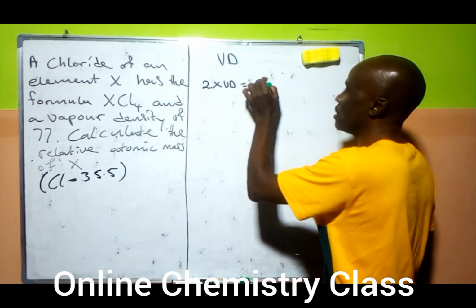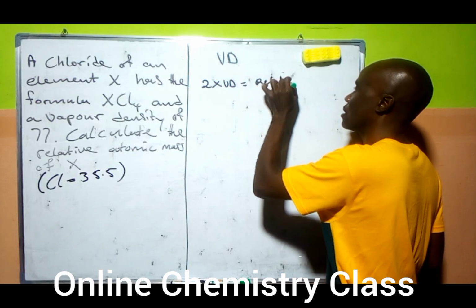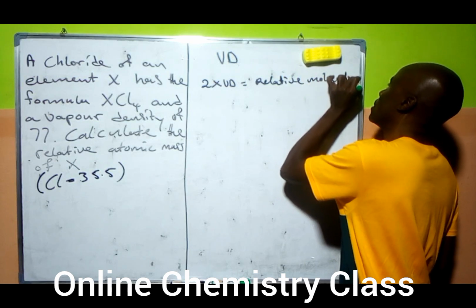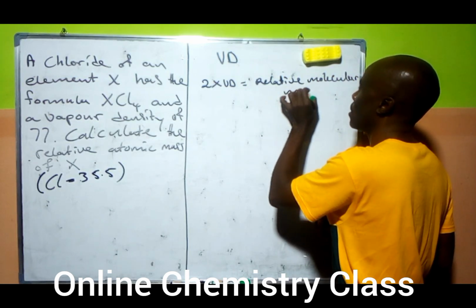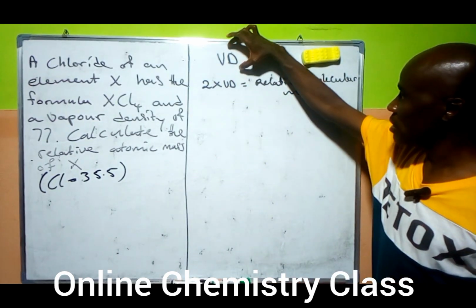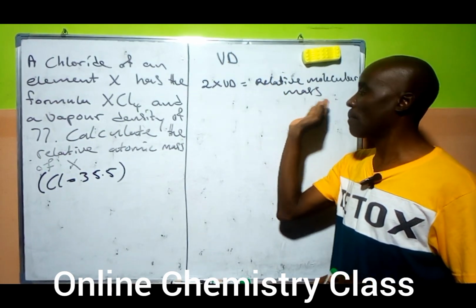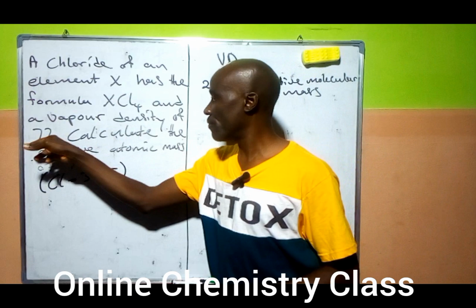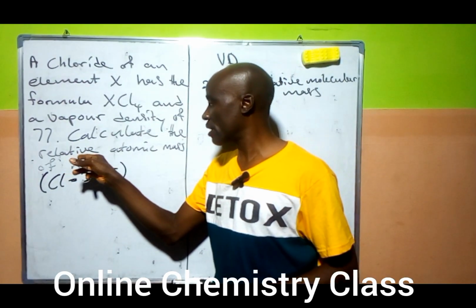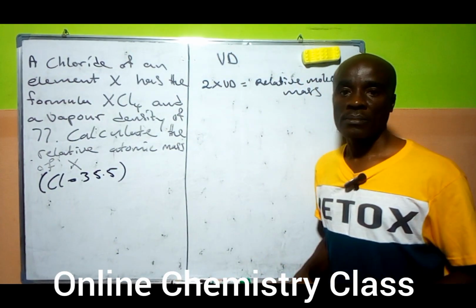Relative molecular mass of the substance. Now, that is what it means. If our vapor density is VD, that means 2 times vapor density will give us the relative molecular mass of that substance. Now, we have the vapor density, and we don't have the relative molecular mass, but we need to find the relative atomic mass of this X.